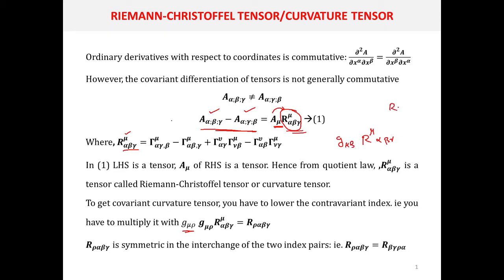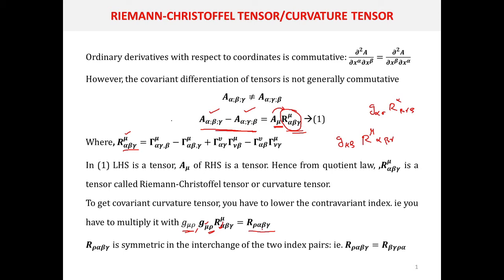If you want to lower the index, you have to multiply it with g_μρ. Okay, so when you multiply it with g_μρ, what you get is g_μρ into R^μ_αβγ. So this particular index becomes lowered, and you replace it with the letter rho. Here mu is common. So what you get is R_ραβγ.